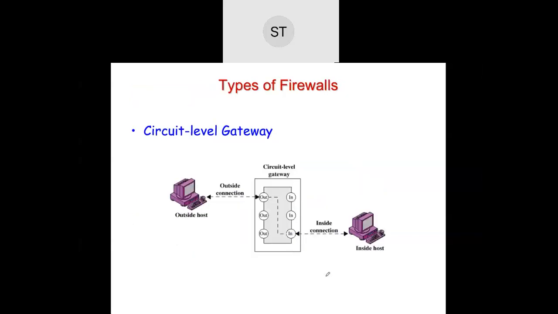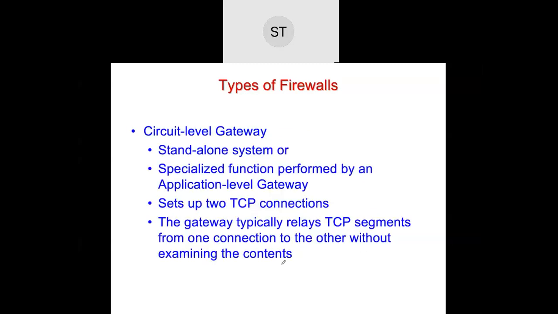So you see the diagram, then you can understand. For this in connection, this out connection is allowed. Okay, so it will get direct connections. So you can have this kind of connection. So again, it is a simple system with specialized function at the application level. So it will set up two different connections and it will relay the traffic.